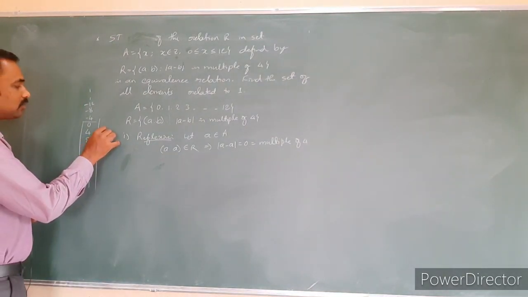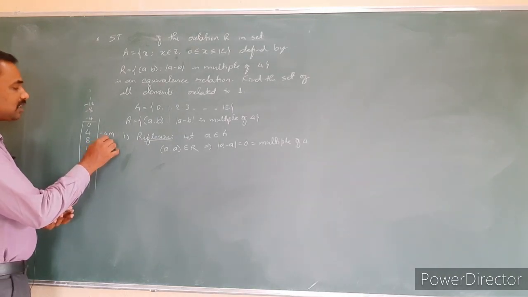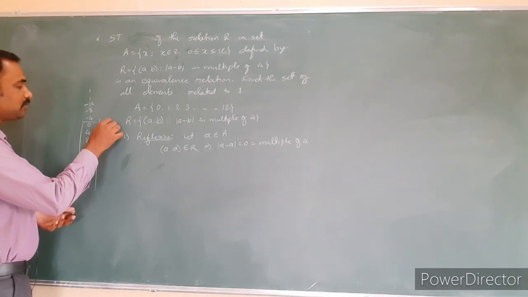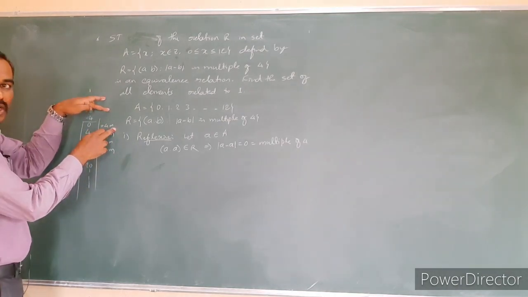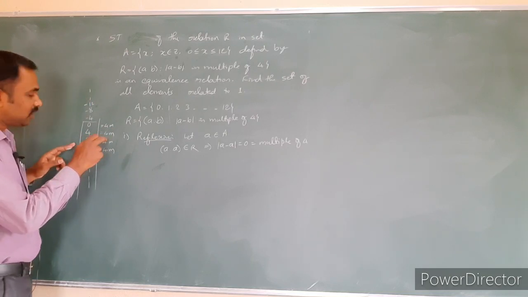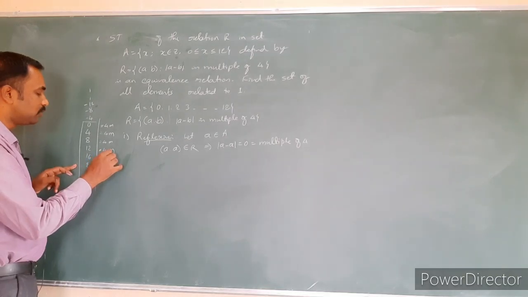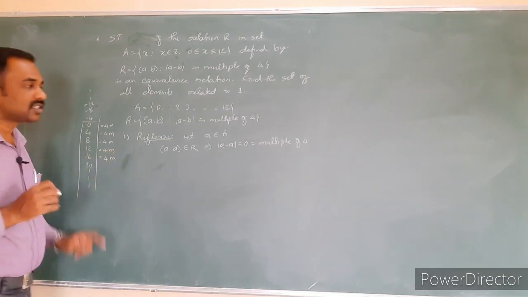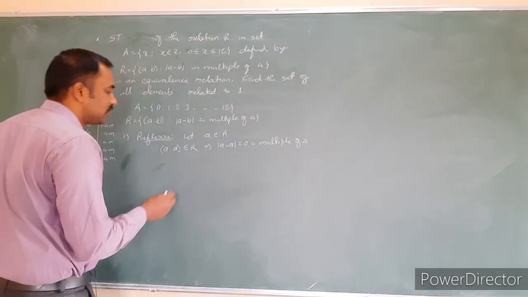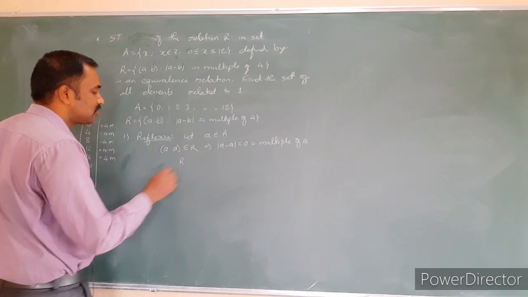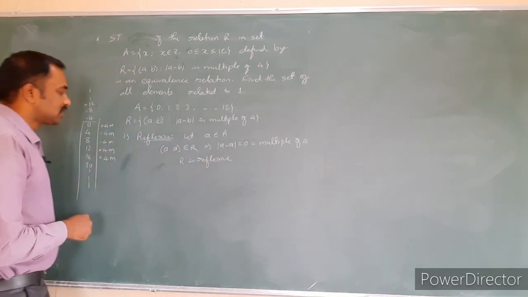What is a multiple of 4? 4 times some integer. So 8 can be written as 4 into some integer, 0 can be 4 into some integer, 12 can be 4 into some integer. 4 into 0, where m is an integer; 4 into 1; 8 is 4 times 2, 12 is 4 times 3, 16 is 4 times 4. In the same way 0 can be expressed as a multiple of 4. So we can easily say that (a, a) belongs to the relation R, therefore R is a reflexive relation.